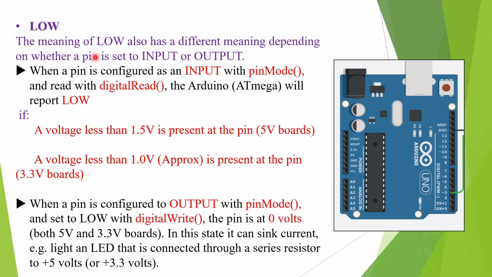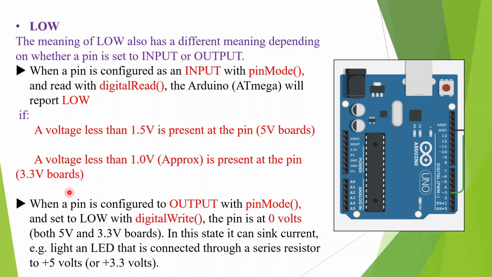Now, the meaning of LOW is also different, depending on whether the pin is configured as an input or output, meaning we are taking data from other devices or giving data to other devices. Suppose we configure the particular pin as an input using the pinMode function, or read data using digitalRead from a digital sensor. Then Arduino will report LOW when a voltage of less than 1.5 volts is present at the pin on a 5 volt board, and a voltage of less than 1 volt on a 3.3 volt board. This is for LOW when we take the input as LOW.